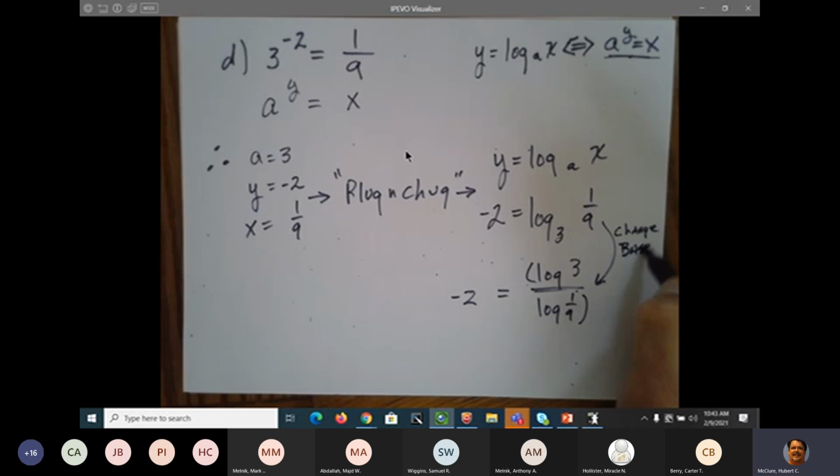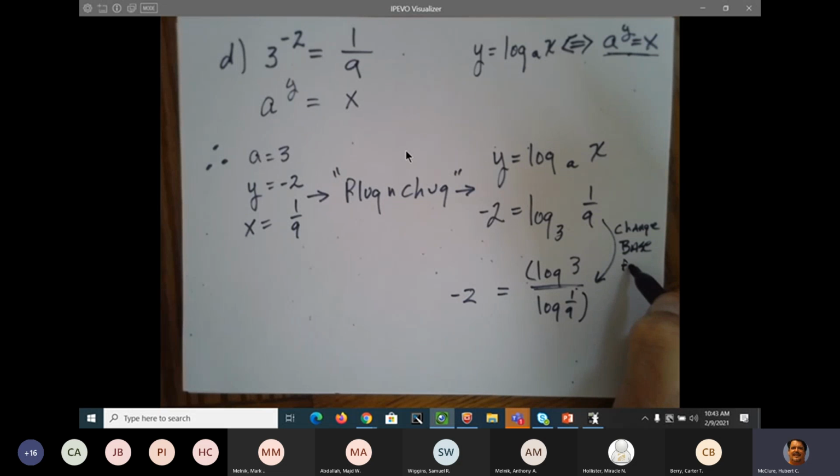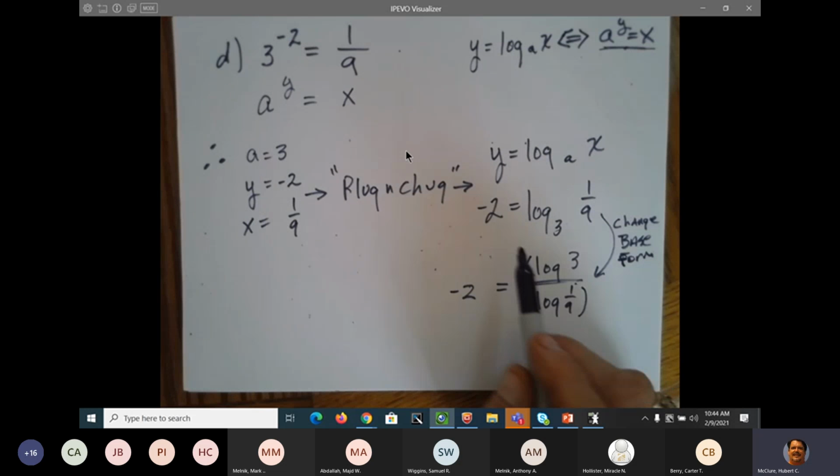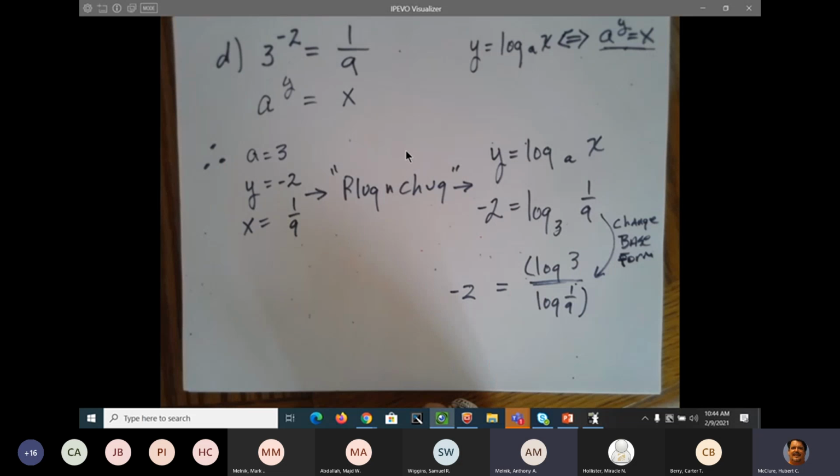The only reason I'm including it is because most of you should have seen all of this before. So somebody tell me what you get when you take the log of 3 and divide it by the log of 1/9. What do you get? Should be -1/2. 2. What? -1/2. Should be -2. I probably typed it in wrong then. Go ahead and check it again. You should get -2.